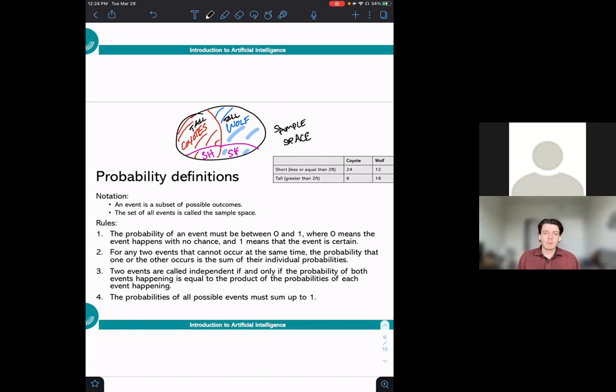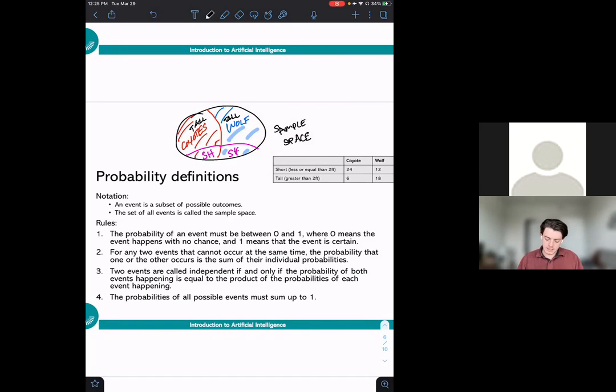Some rules about probability, just to keep in mind, is that the probability is a number between 0 and 1. If it's not between 0 and 1, it's not a probability, or it's potentially set up incorrectly, or maybe you have to interpret it differently if you're given probabilities that are greater than 1. 0 means that the chance of happening is impossible, whereas 1 means that it's certain.